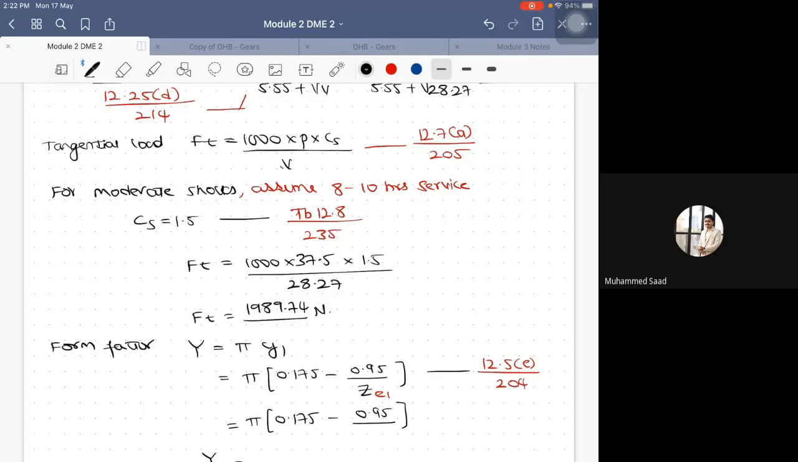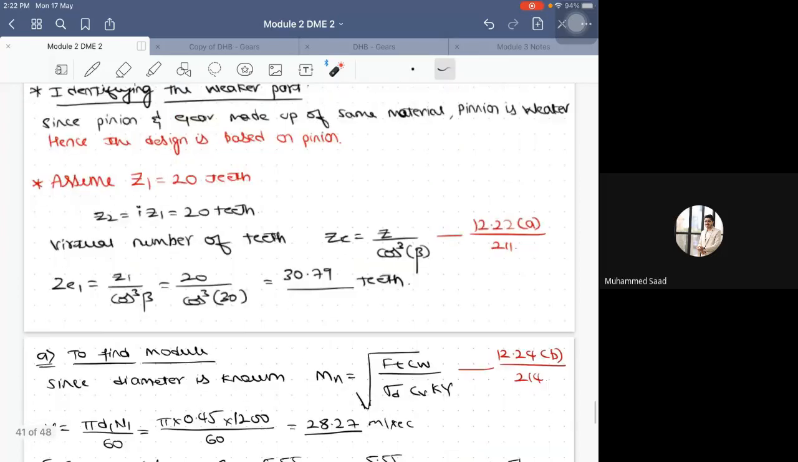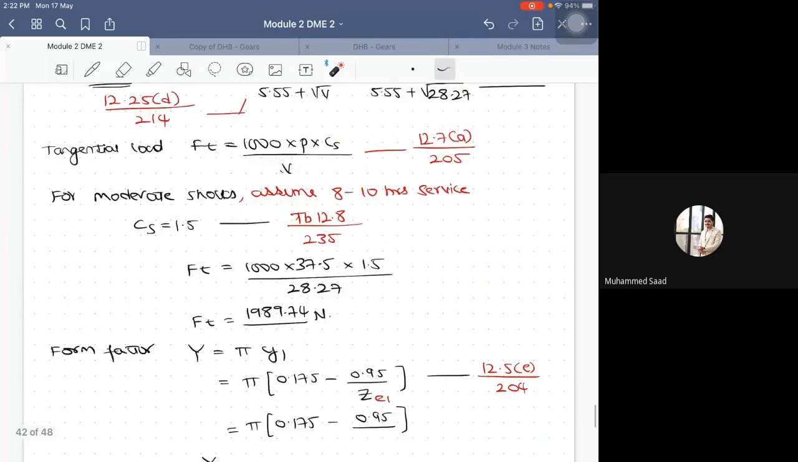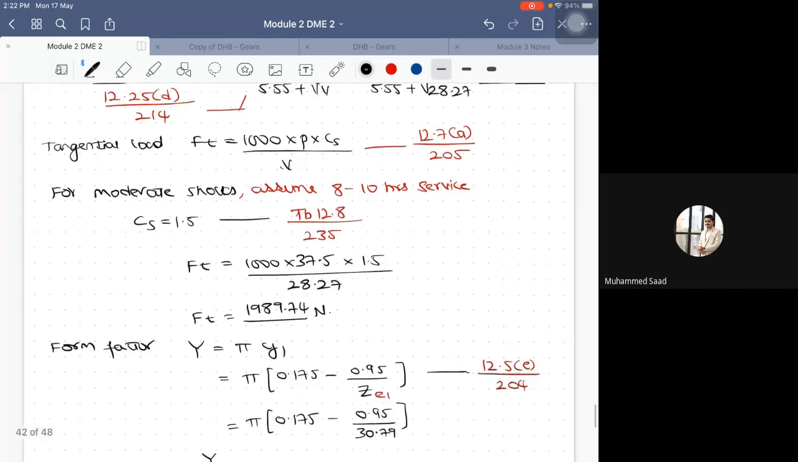While taking the value of Y1, please be careful. It is not Z, it is ZE1 there. So what is ZE1? You have just calculated it. It is 30.79. Same thing you substitute there. 30.79. Now give me the value of form factor.